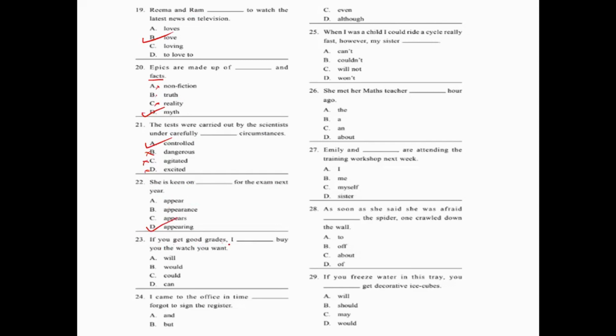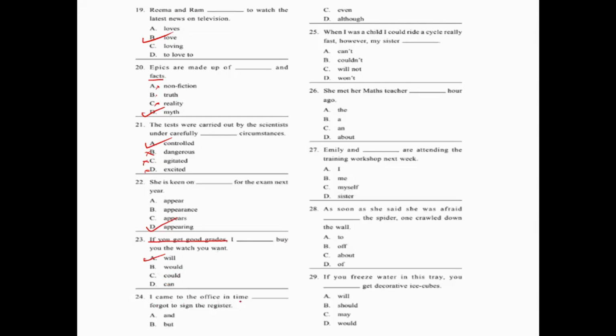If you get good grades, I dash buy you the watch you want. So here we have an if clause and a main clause. This is our if clause, which should be in the present tense, and the main clause, which should be in the future tense, right? So we have to search for the helping verb that indicates the future tense. So it is, I will buy you the watch you want. So it is option A. These others are not related to the future tense. Would, could, can. So the correct answer is option A, will.